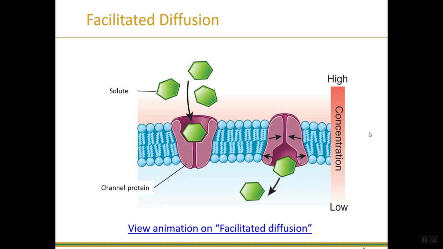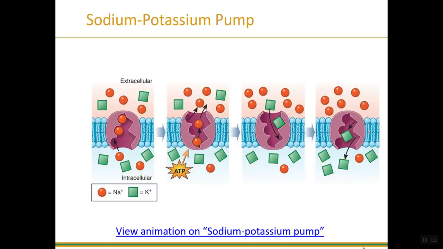Then we talk about active transport. Active transport is when solutes move up a concentration gradient. In other words, they move from an area that has less concentration to an area that has greater concentration. Since they're moving up the concentration gradient, they require energy to be able to do that.